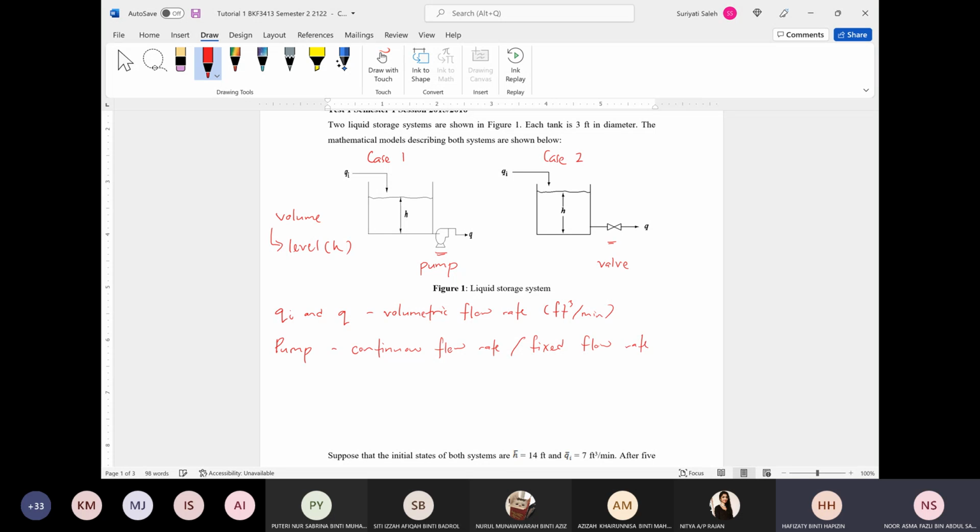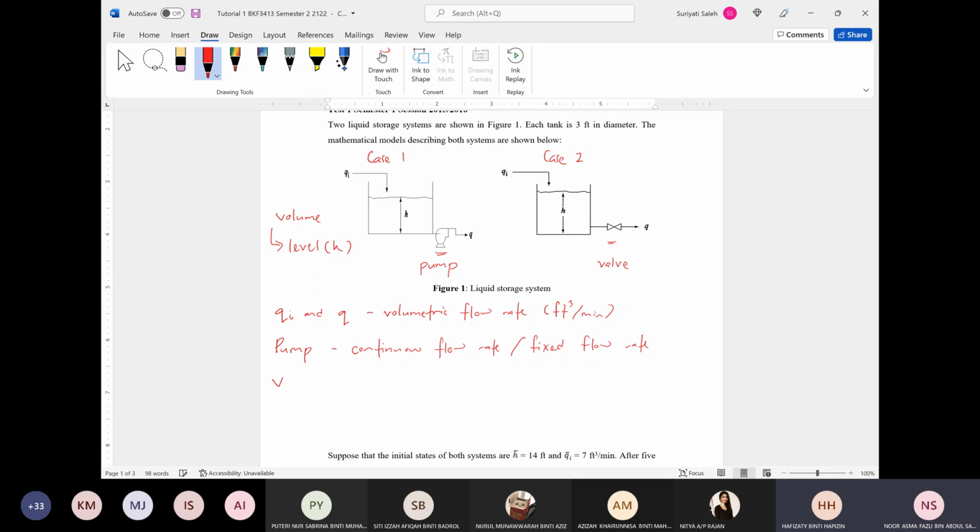So for the function of the pump, normally we set the desired flow rate for this outlet stream. Let's say you want to make sure you have 10 kilograms per hour. The pump will make sure it flows 10 kilograms per hour continuously. That is the function of the pump, to make sure the liquid is transported from one point to another at a fixed flow rate.